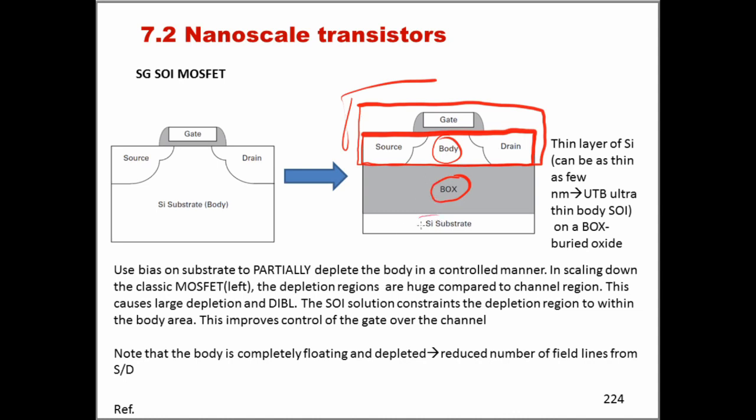Obviously the silicon substrate is extremely far and is also separated from the rest of the transistor through an insulator, so they are effectively disconnected. And so this means that in this way we can reduce enormously the problem of the gate losing control over the channel when we shrink the transistor.